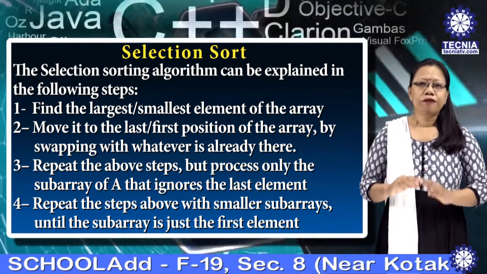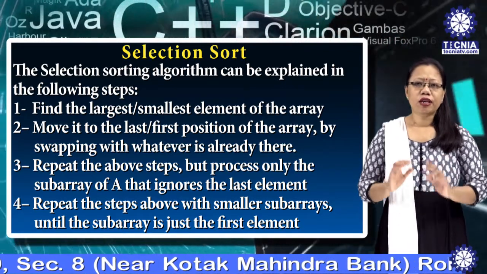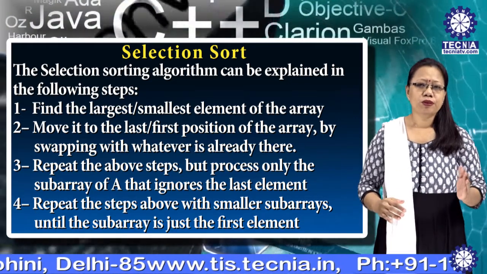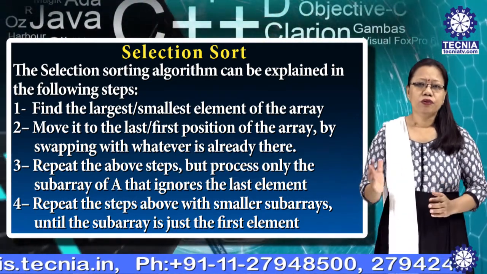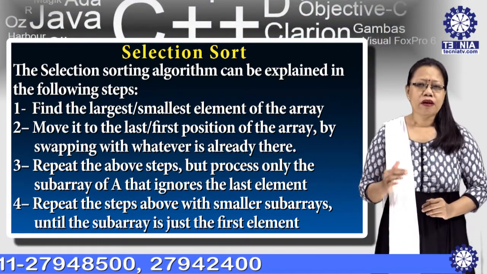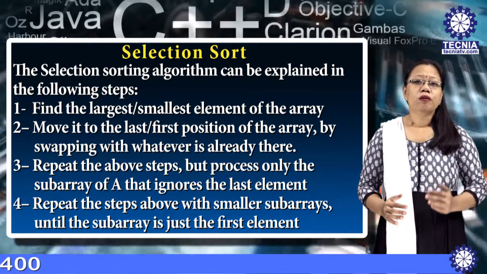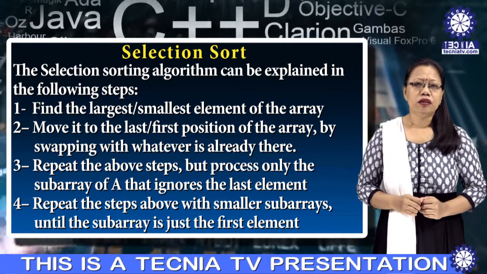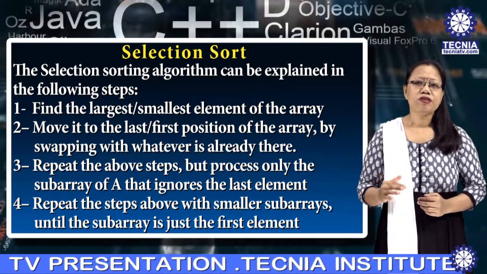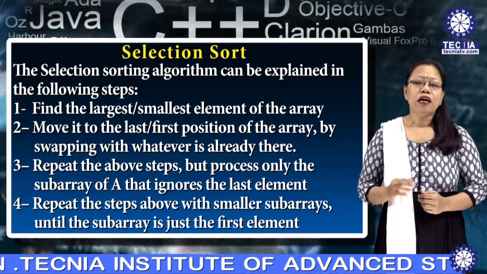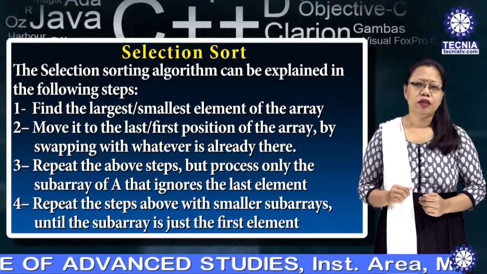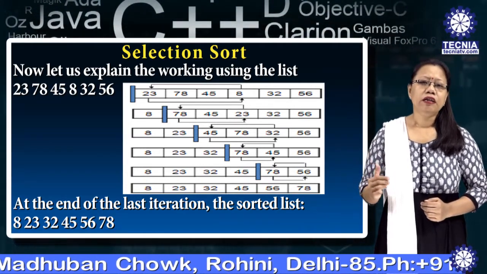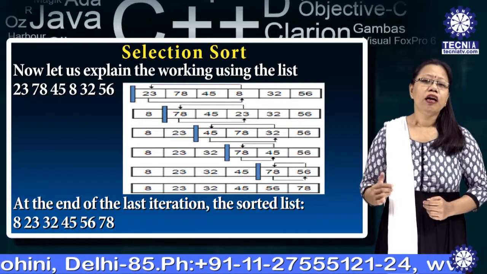The first step, find the largest or the smallest element of the array. The second step, move it to the last or the first position of the array by swapping with whatever is already there. The third step, repeat the above steps but process only the sub-array of the array that ignores the last element. The fourth step, repeat the steps above with smaller sub-arrays until the sub-array is just the first element. Now let us explain the working using the list 23, 78, 45, 8, 32 and 56.